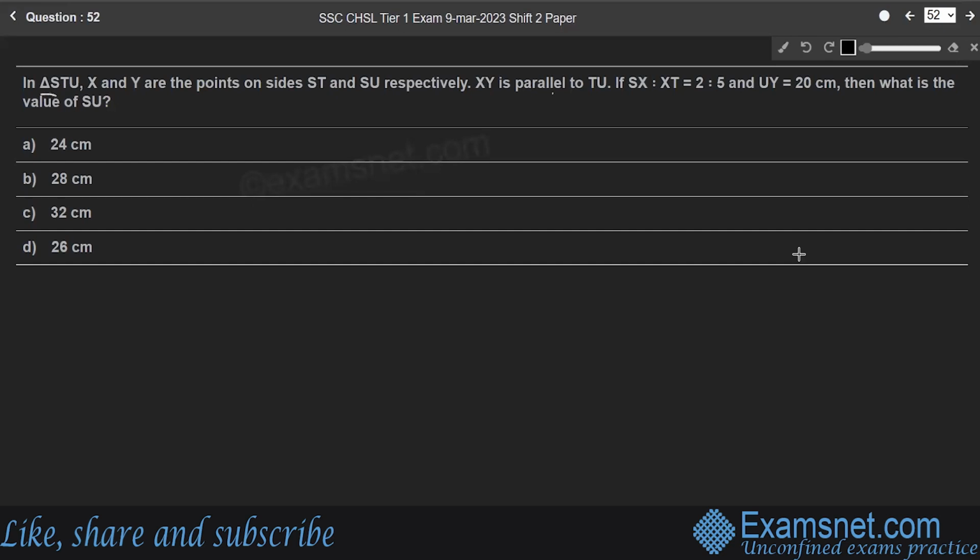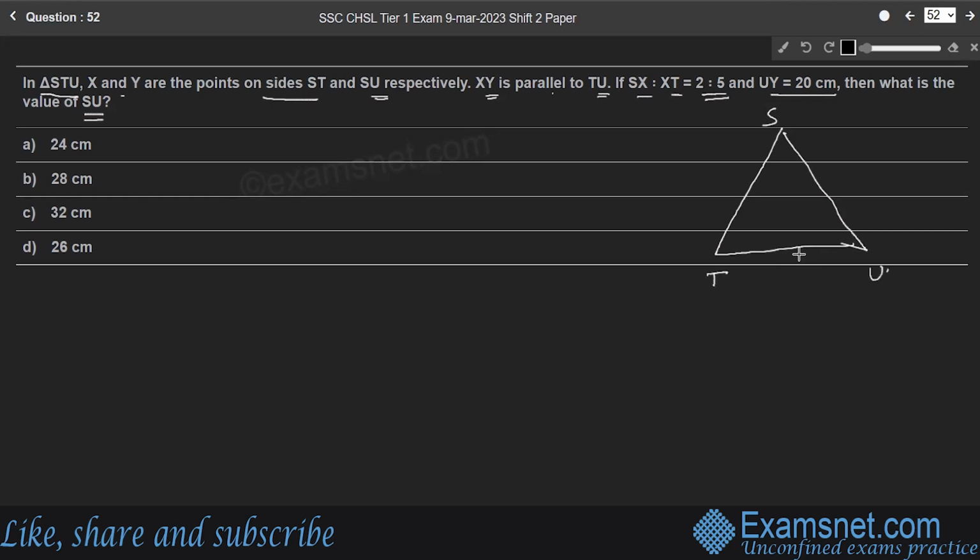Question 52. In triangle STU, X and Y are the points on sides ST and SU respectively. XY is parallel to TU. If SX is to XT is equal to 2 is to 5 and UY is 20 centimeter, then what is the value of SU? Consider a triangle STU.